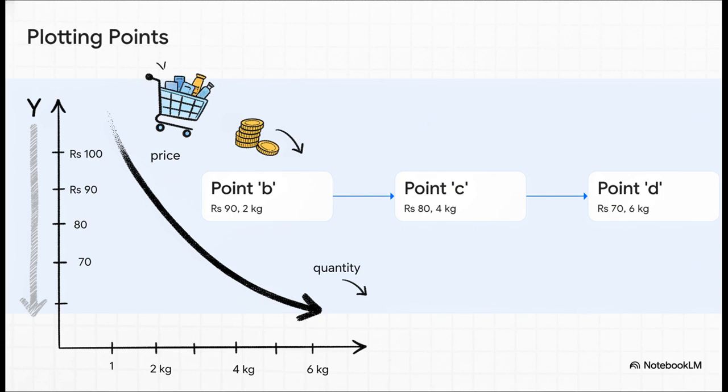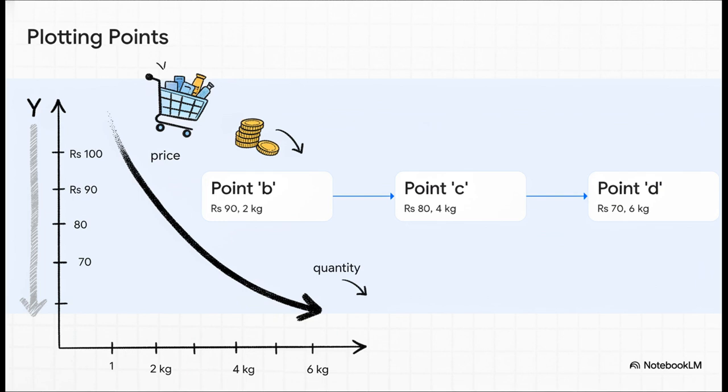Imagine constructing this graph alongside me. We take our table data and we plot it point by point, moving from left to right. Step 1. We go high on the y-axis to 100 rupees and over just one tick on the x-axis to 1 kilogram. That right there is point A. Step 2. The price drops to 90, so we move down slightly and over to 2 kilograms for point B. Step 3. The price drops to 80 and the quantity jumps to 4 kilograms. There's point C. And finally, step 4. We drop down to 70 rupees and slide all the way over to 6 kilograms to plot point D.